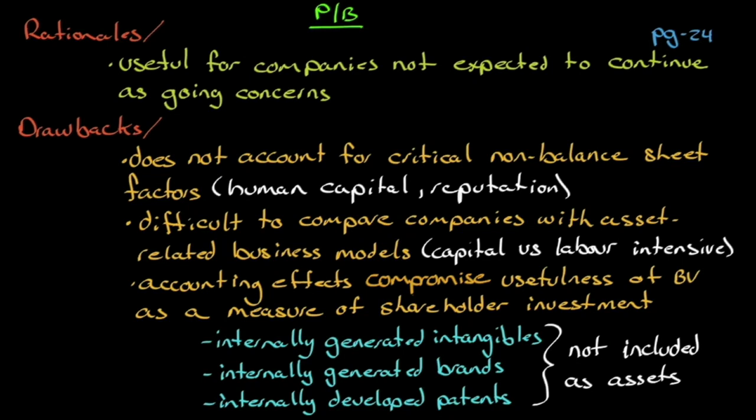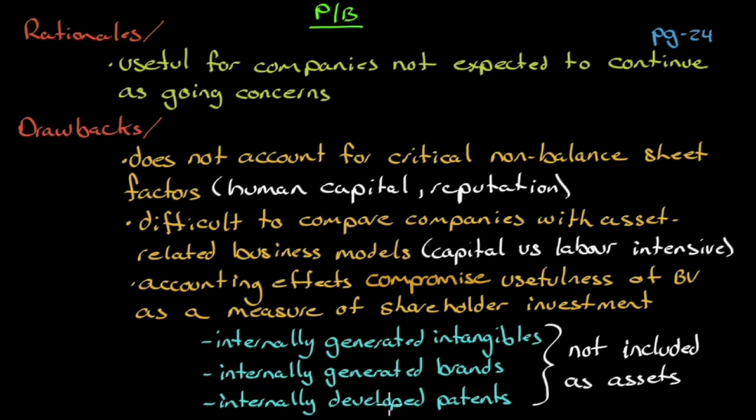The drawbacks of using book value per share: it does not account for critical non-balance sheet factors. Human capital, reputation, brands. These add value to shareholders, but they're not listed anywhere on the balance sheet. It's difficult to compare companies with asset-related business models. For instance, two companies competing with each other. One has chosen a very asset-intensive approach, high fixed cost, low variable cost. Another one has chosen a less asset-intensive approach, high variable cost, low fixed cost. So capital versus labor-intensive. Kind of hard to compare those two.